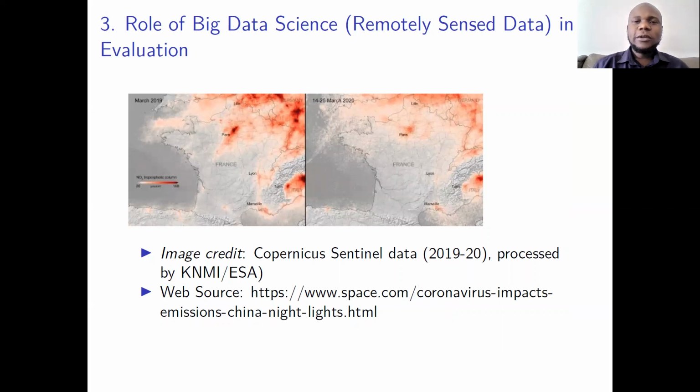Science also has a role to play, particularly with respect to using remotely sensed data sets. So there's a big role to be played by big data. For example, here I'm looking at satellite imagery. If you look at this picture on the left, this is just before lockdowns were effected at the beginning of the pandemic. So before lockdowns were implemented in Europe, you can see these.